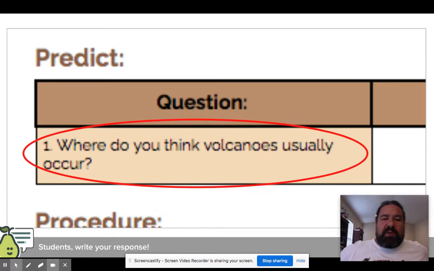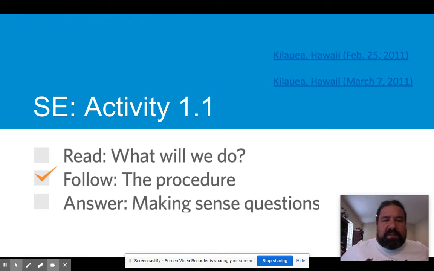Next, there's a prediction question. Sometimes this is included and sometimes not. But for today, it's asking, where do you think volcanoes usually occur? That was part of the questions before. I guess you could rewrite that here. Maybe in the future I will omit having it 2 times. So I just realized that. And then activity 1.1, the part 2, follow, is the procedure.